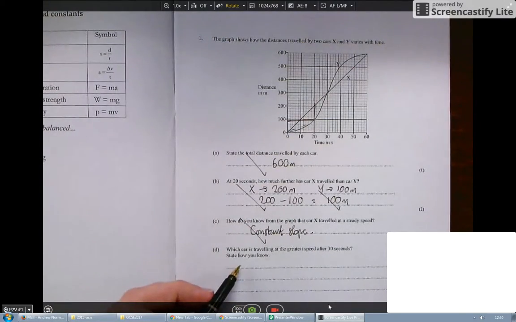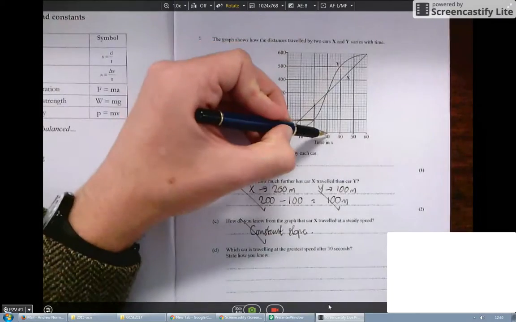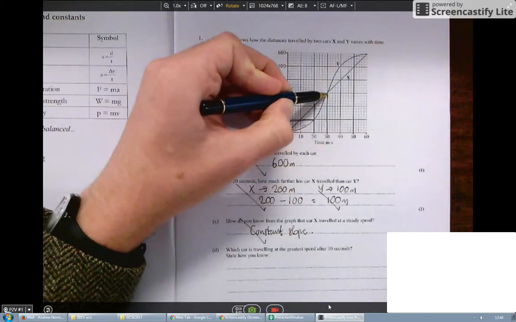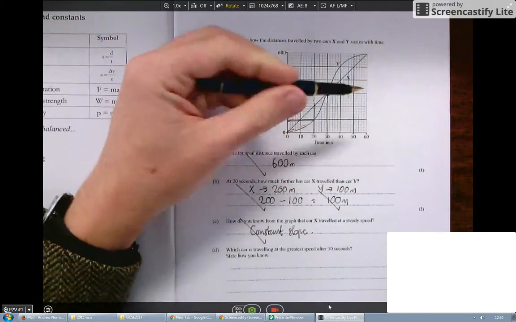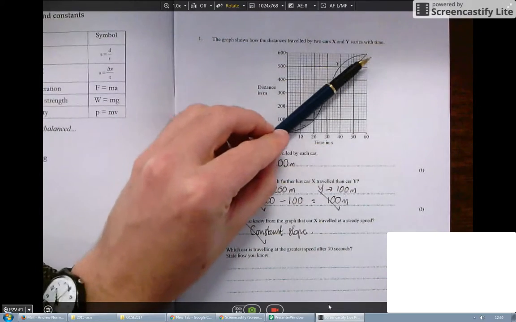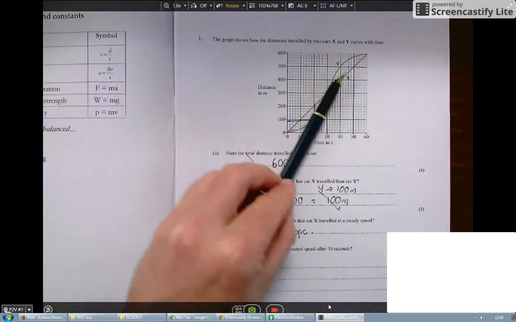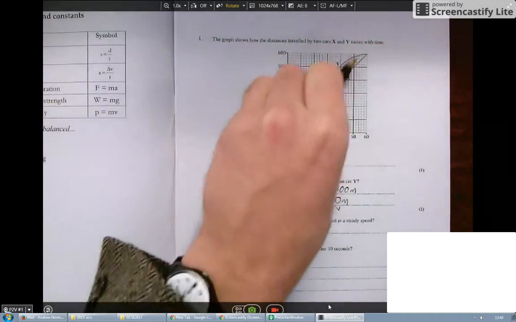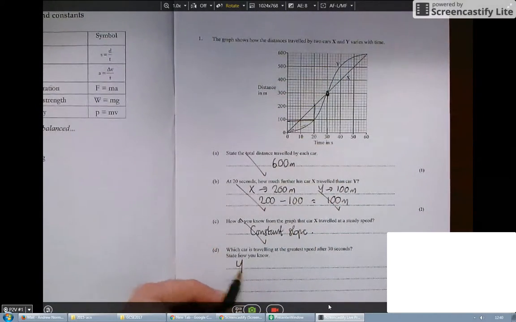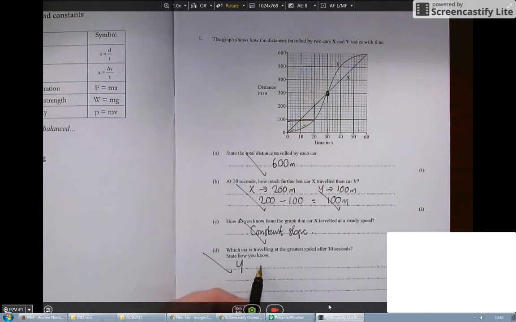Which car is travelling at the greatest speed after 30 seconds? So here's 30 seconds on the graph. Reading up, we see that's the point we're interested in. X is clearly travelling with a slope that looks like that, whereas Y is much more steep. So in this case, the right answer is Y for 1 mark, and the answer is that the slope, the gradient, is bigger for the second mark. Okay, on to the next question.